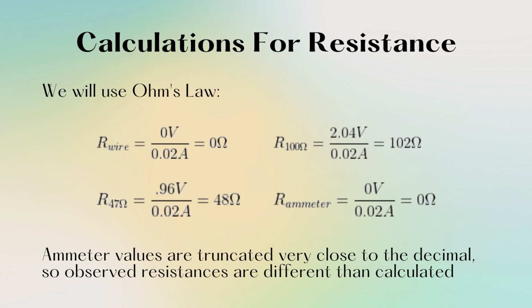Let's calculate resistance using these current and potential difference values as well as Ohm's law. In the wires and the ammeters, we find that there is 0 resistance, indicating ideal components. The 47 ohm resistor, however, has 48 ohms by calculation, and the 100 ohm resistor has 102 ohms. The red ammeter values were truncated very closely to the decimal, so observed resistances are slightly different than calculated.